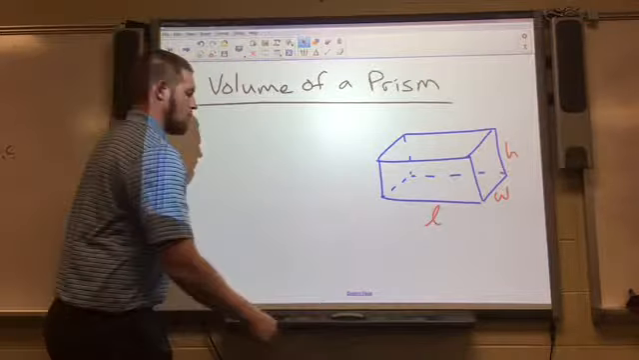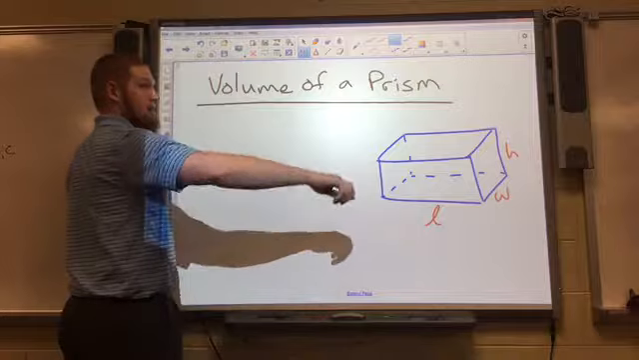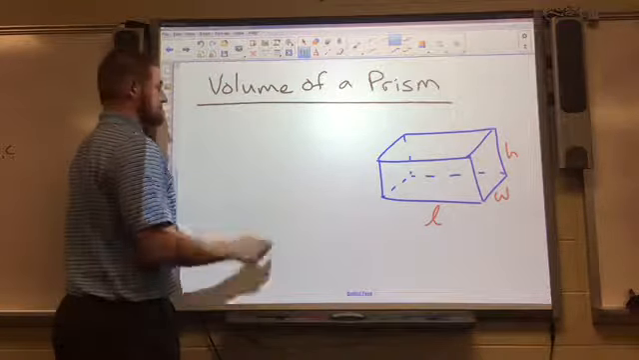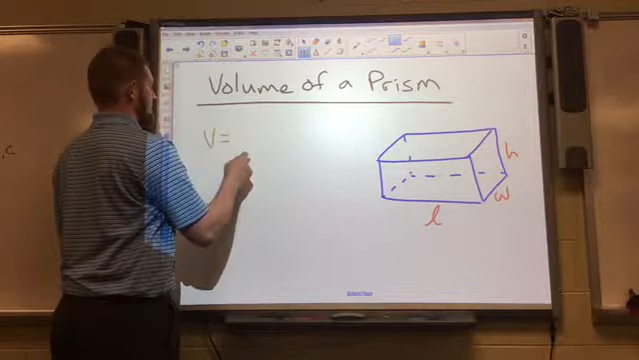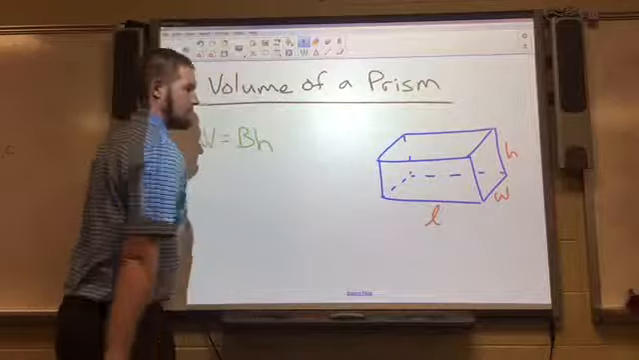No. So what I'm going to ask you to use as the volume is not length times width times height, even though that's what it says over there. Okay, we don't want to use that. We want to use volume equals the area of the base times the height.